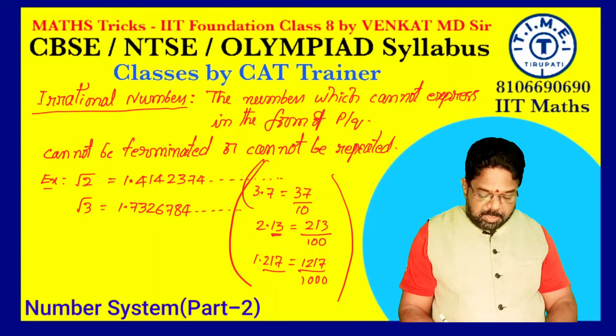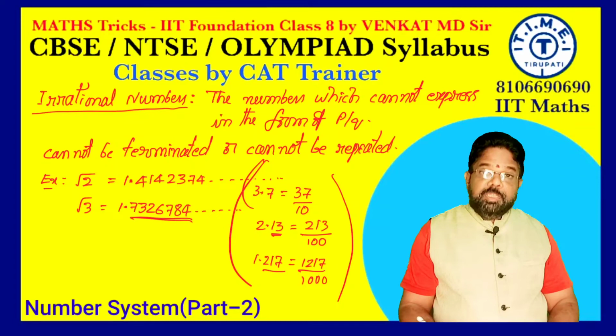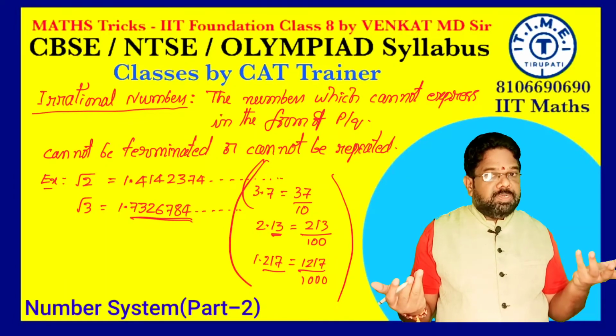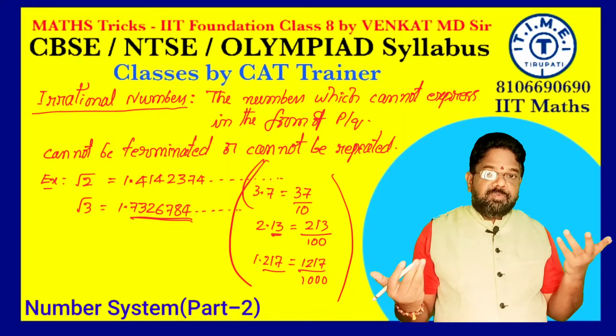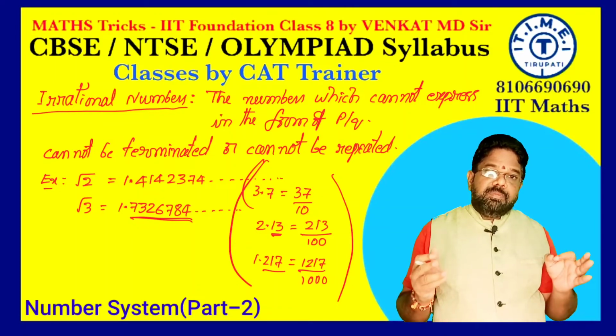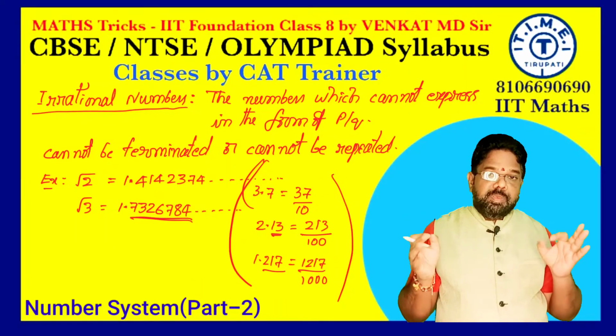After the decimal, how many digits are there here? We don't know. So how many zeros do we have to take in the denominator? We can't decide. So it cannot be expressed in the form of P by Q. So irrational numbers cannot be expressed in the form of P by Q.